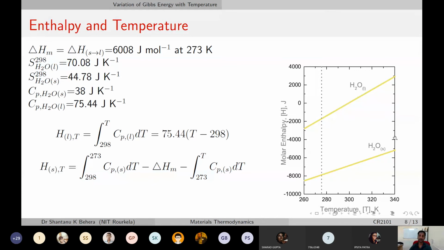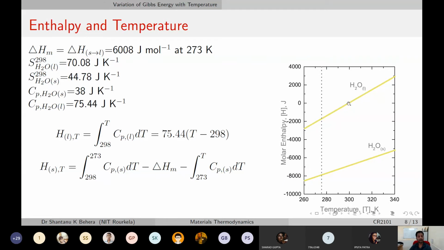But there is only one reference point where the difference is exactly the same, and that's here. That's 273 Kelvin, the melting point or the freezing point of water, and that's where you can talk about the latent heat from here to here. That's the latent heat of water. This is going to be constant. But any other enthalpy change between other temperatures of these two different phases is not going to be exactly the same. And you can calculate that, of course.